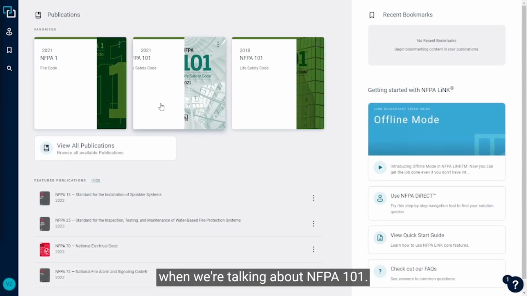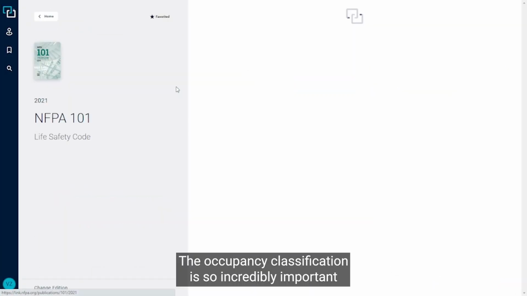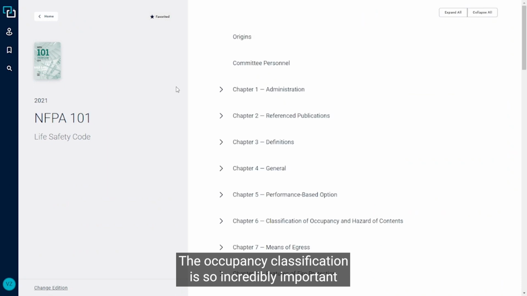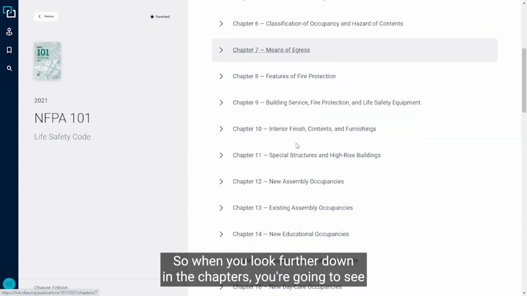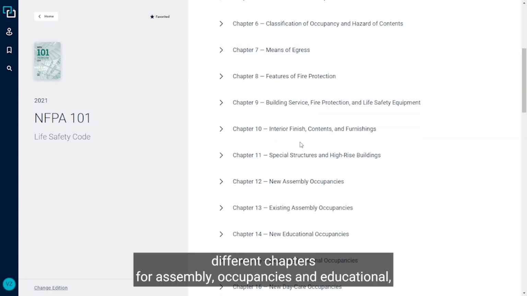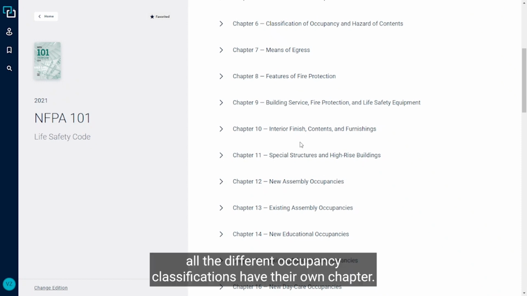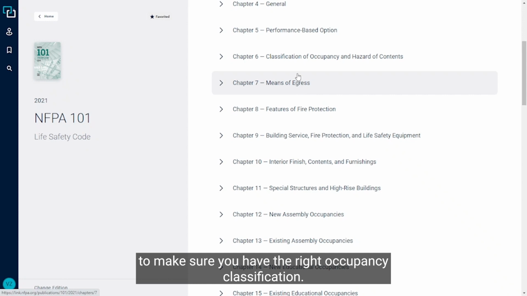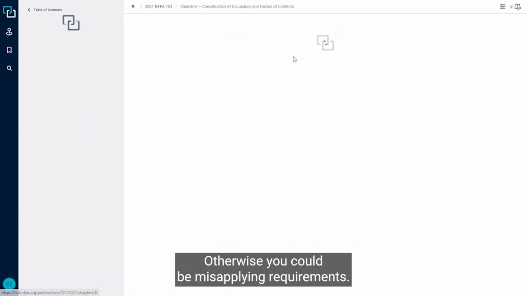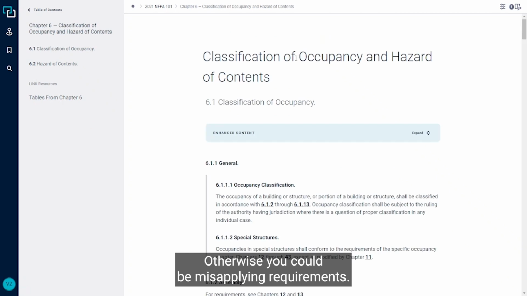When we're talking about NFPA 101, the occupancy classification is so incredibly important because it is an occupancy-based code, right? So when you look further down in the chapters, you're going to see different chapters for assembly occupancies and educational. All the different occupancy classifications have their own chapter. And so it's incredibly important to make sure you have the right occupancy classification. Otherwise, you could be misapplying requirements.